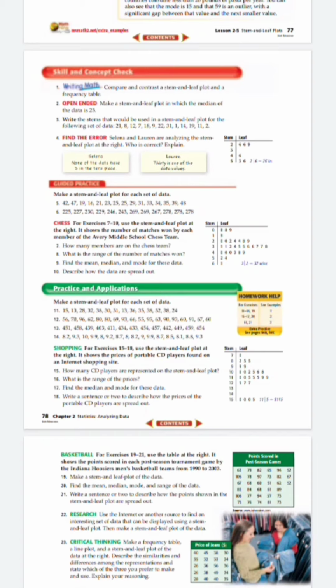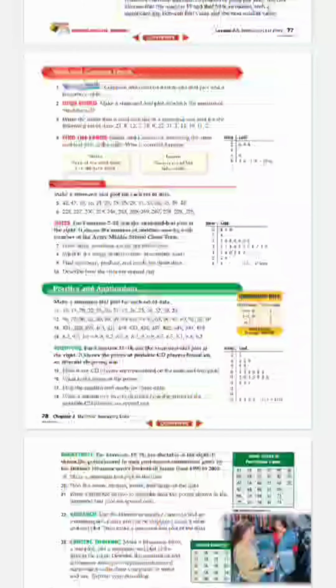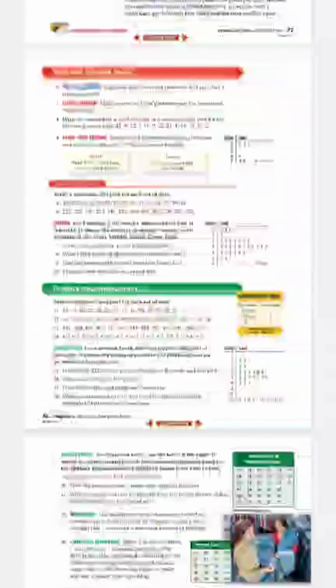8.2, 9.3, 10, 9.9, 8, 9.2, 8.7, 8, 8.2, 9, 9.9, 8.2, 8.5, 8.1, 8.8, 9.3.